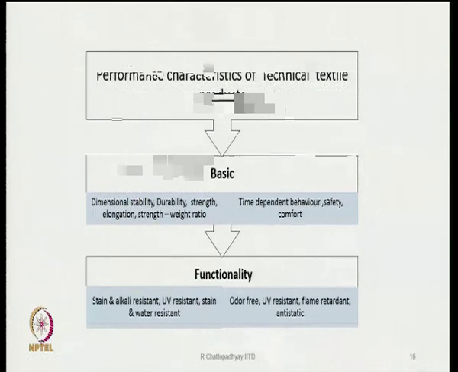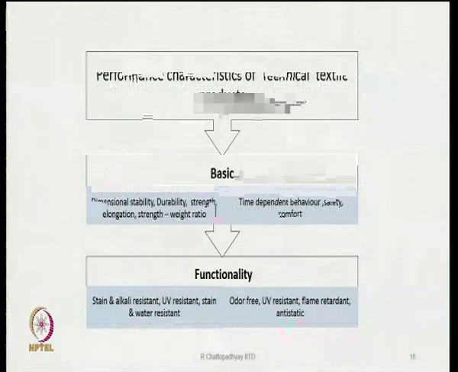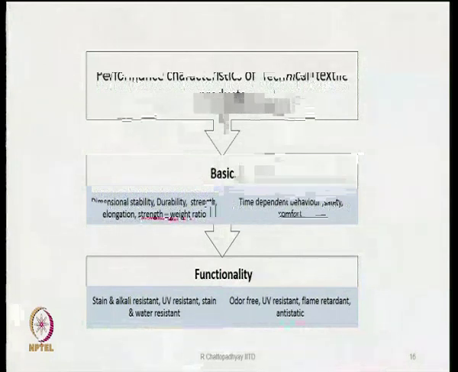Similarly, for apparel products, generally the basics are dimensional stability, durability, comfort, fit stability, strength, elongation, strength to weight ratio, all of them are important. Strength to weight ratio is really not so important in the case of apparel products, but fashion, aesthetics, maintenance, safety, these are really very, very important.